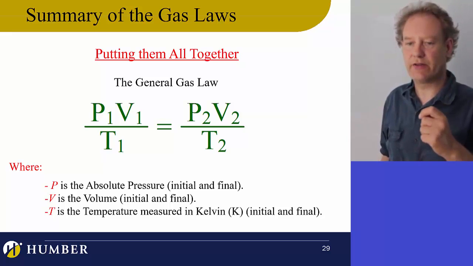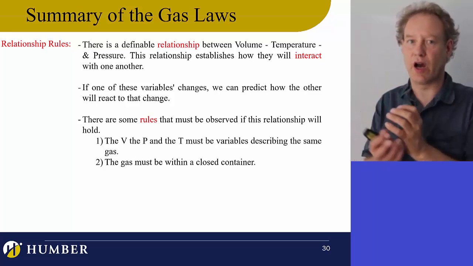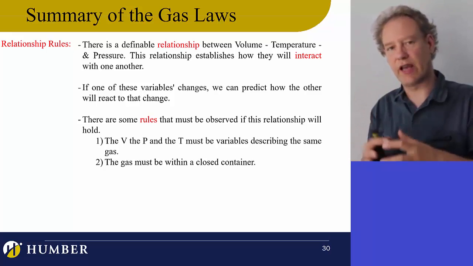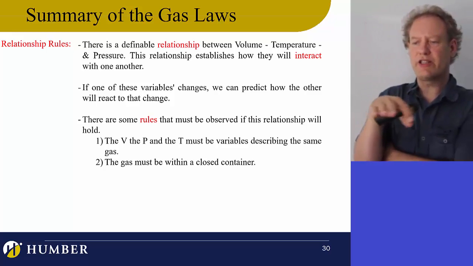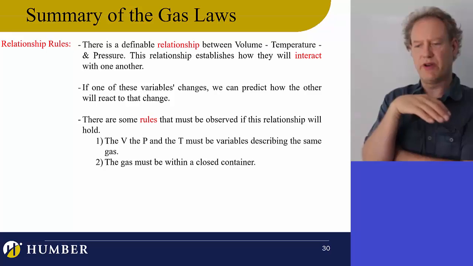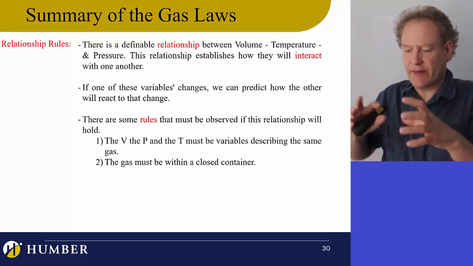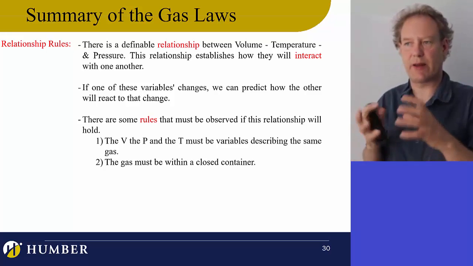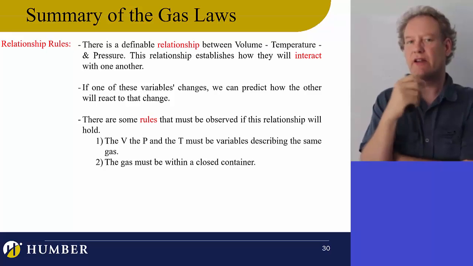Now, what I need to do is reiterate some understanding about what we're talking about, and then I'm going to show you an example of the general gas law. Okay, good. There is some relationship between volume, temperature, and pressure. The actual mathematical relationships establish how they interact together. So if one of these variables changes, we can predict how the other changes.